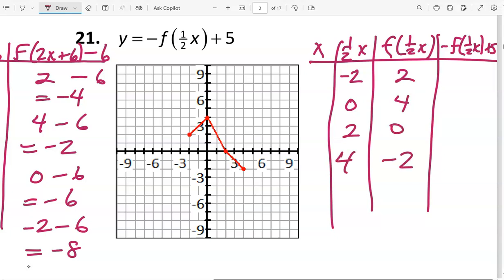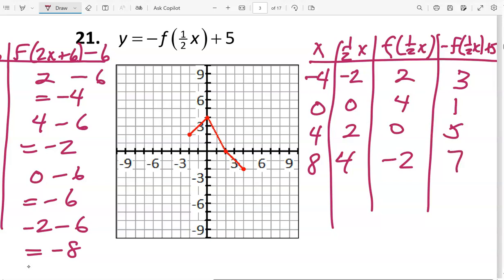If 1/2 x is equal to negative 2, then x is negative 4. Or to get the x values, we'll double the 1/2 x values. And then for the final column, we need to multiply each of the values by negative 1 and then add 5. So negative 2 plus 5 is 3, negative 4 plus 5 is 1, 0 plus 5 is 5, and 2 plus 5 is 7.